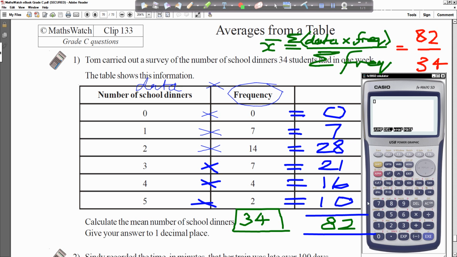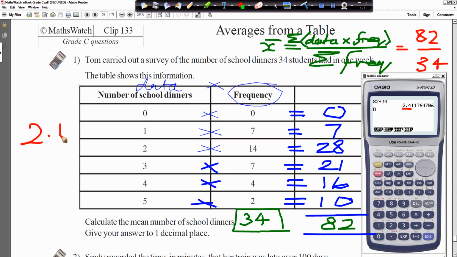So what do we get, folks? We got 82, and we are dividing that by 34, and that gives us a value of 2.41176. The question says, give your answer to how many decimal places? 1 decimal place. So to 1 decimal place, the answer is simply 2.4, because the decider is 1, so we leave the last digit alone. So 2.4 is the mean number of school dinners had in question number 1.